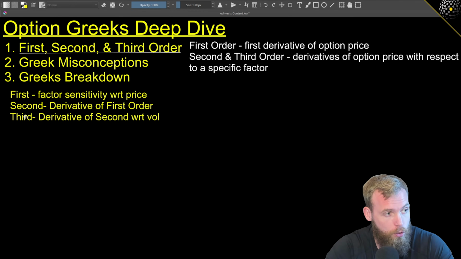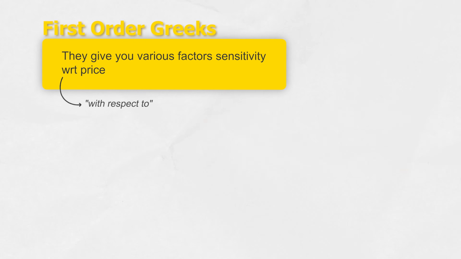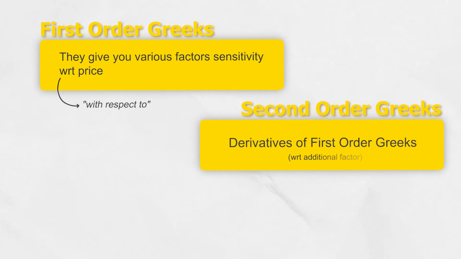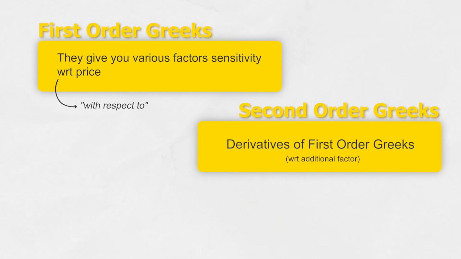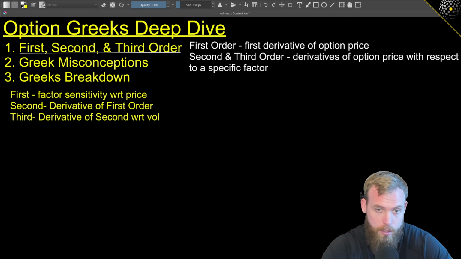Second and third order Greeks simply take the next step of that derivative. So second order Greeks are the derivative of first order with respect to an additional factor. And then third does that to second. If that makes no sense to you, don't worry. We're going to get through it together, and it gets easier when we get to the breakdown.